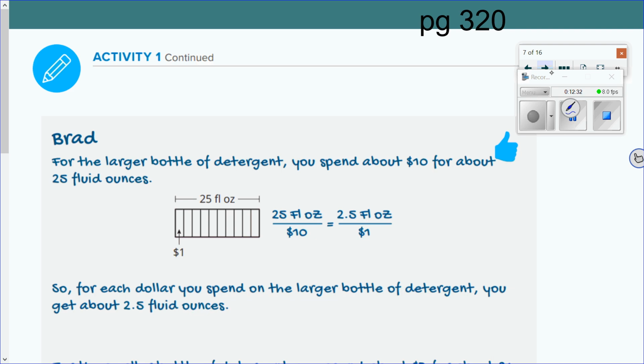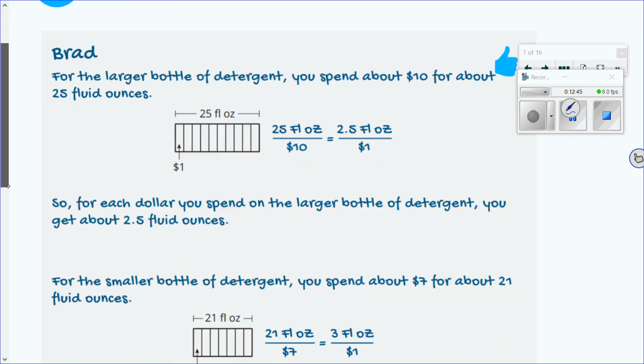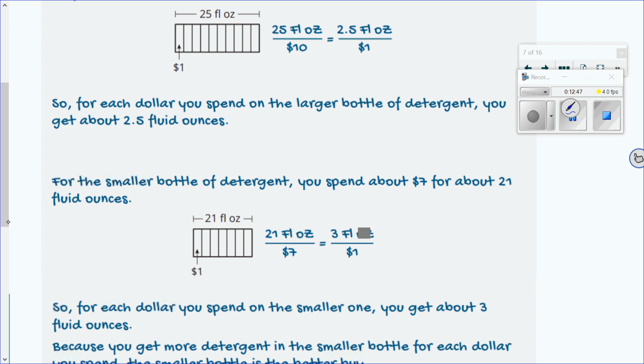He actually did what we did, except instead of doing the numbers exactly as they were, he again rounded. So he said 25 fluid ounces for $10 gives you about 2 5/10 fluid ounces per dollar. So the smaller one, for 21, it went down to 3, so you get about 3 fluid ounces for $1. Is it better to get 2.5 fluid ounces for $1 or 3 fluid ounces for $1? 3. So he said the smaller bottle was the better buy.